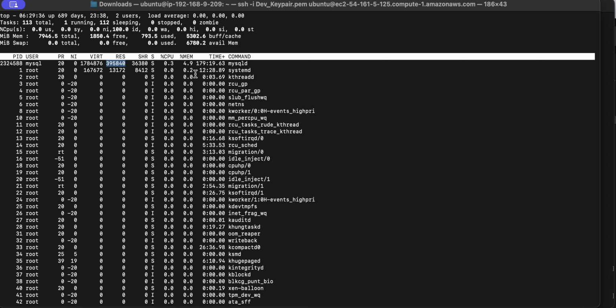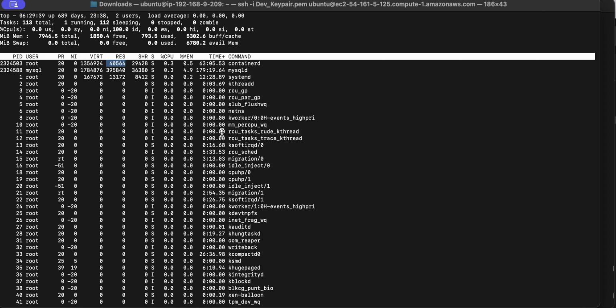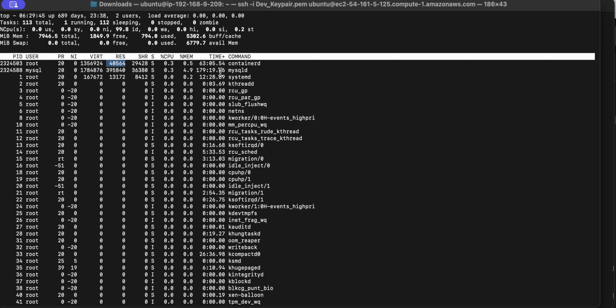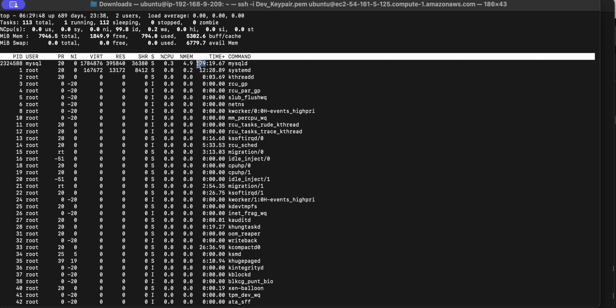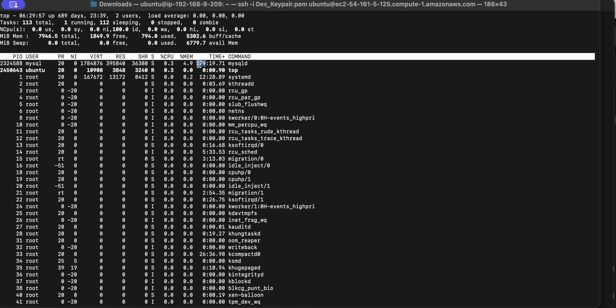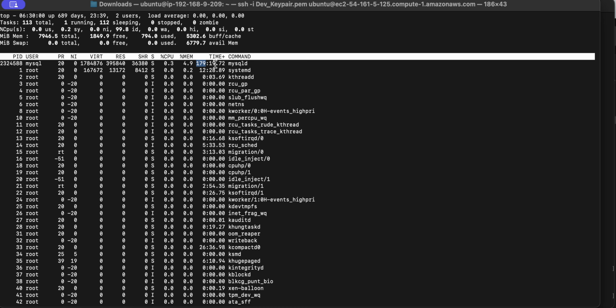Now this time is how long this process has been running since it started. This one started 63 days ago, this one 179 days. Those are days and hours. 179 days, 19 hours.